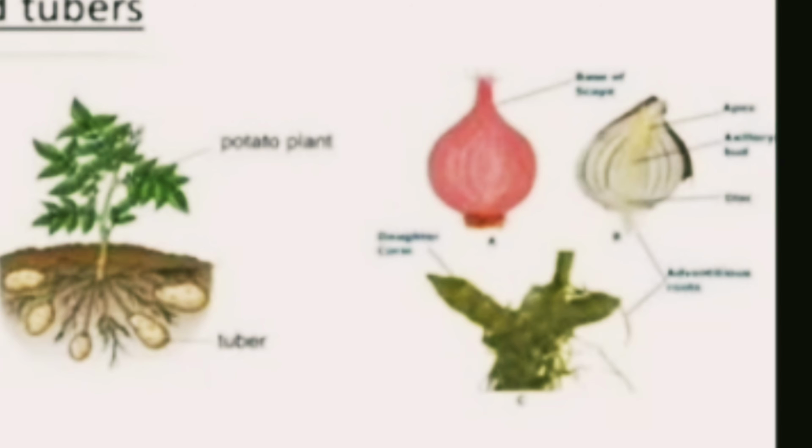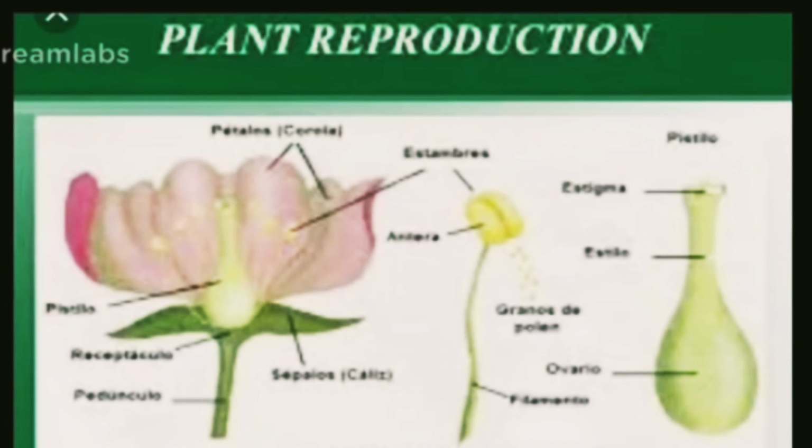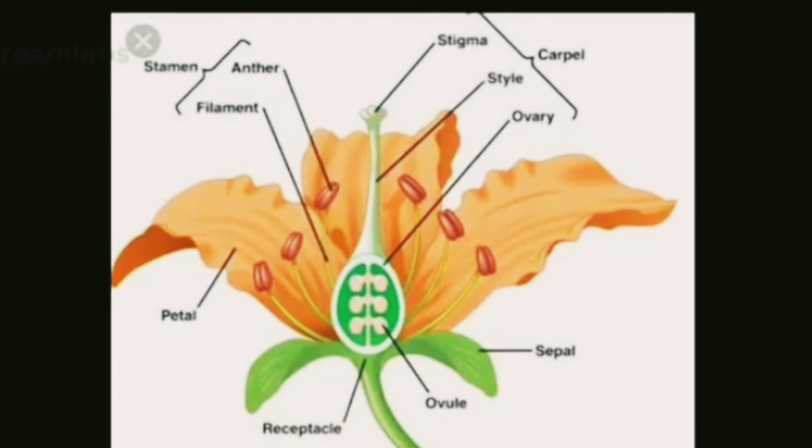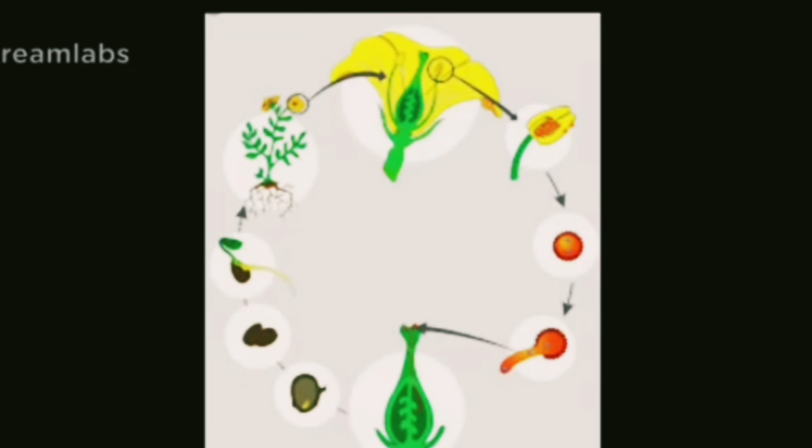Rhizomes is another mode where the plants are easily propagated. So this is the image of how sexual reproduction takes place in the plants. Flowers are very essential for bringing up the sexual mode of reproduction in the plants. The cycle goes on repeating. The plant produces flowers. The flowers produce male gamete and female gamete.